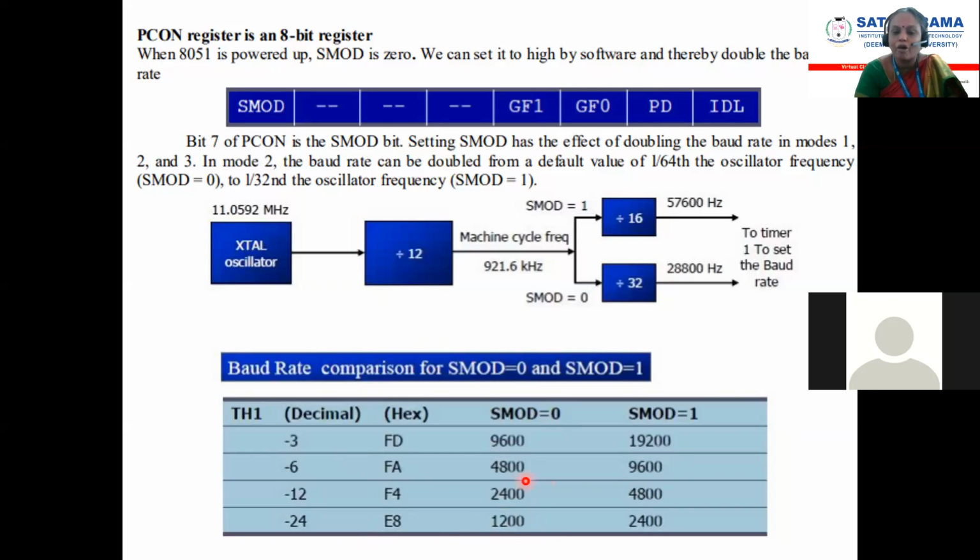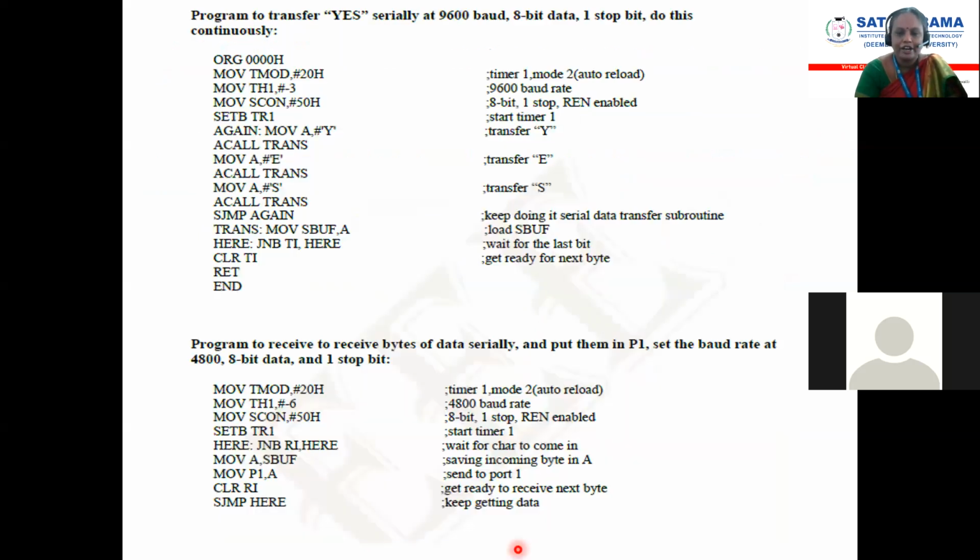If I want to double the baud rate, I have to keep my SMOD bit as 1. If I fix this bit as 1, my baud rate will be doubled: 9600 into 2, 4800 into 2, 2400 into 2. Okay. Now we will go for the program. We have seen three registers: serial buffer register, serial control register, power control register. The power control register is always used in the backend only. If the SMOD value is 0, the actual baud rate is used. If the SMOD value is 1, the baud rate is doubled. Normally we use only two registers in the program: SCON and SBUF.